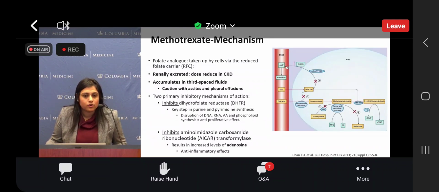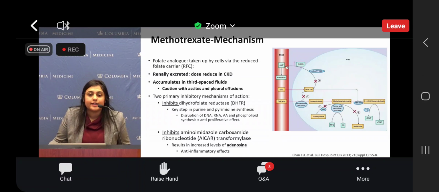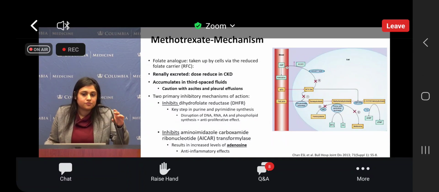Usually the medication is taken orally, but it can also be taken subcutaneously, which has improved bioavailability. It is excreted by the kidneys, and thus it has to be adjusted in those with CKD or reduced glomerular filtration rate. The other part with methotrexate is that it can accumulate in third-spaced fluid, so it has to be used with caution in patients with ascites or pleural effusions.